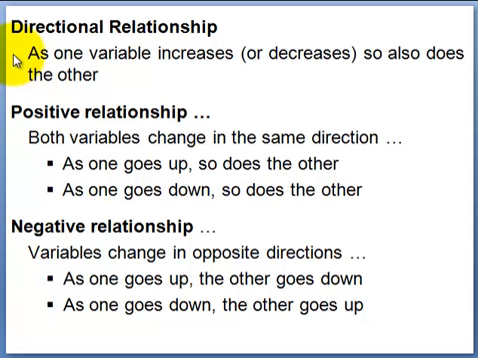So, if we have a positive directional relationship, that's conveying that both variables change in the same direction. As one goes up in value, so also does the other. And by the same token, as one goes down, the other changes in that same direction. In a negative directional relationship, variables change in opposite direction. As the values of one variable go up, those of the other go down. Or we can say that differently and say as one goes down, the other goes up.